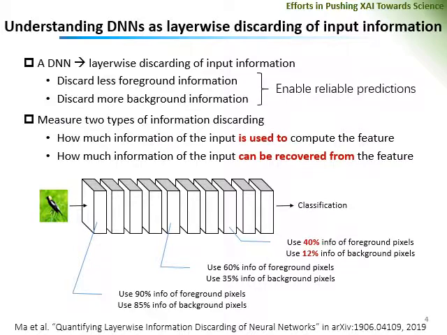So we propose two metrics to measure two types of information discarding. The first metric is to quantify how much information of the input is used to compute the feature. The second is how much information of the input can be recovered from the feature. These two metrics are very similar to each other, but not the same.